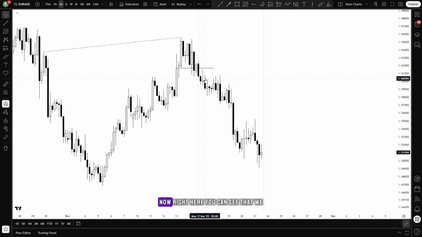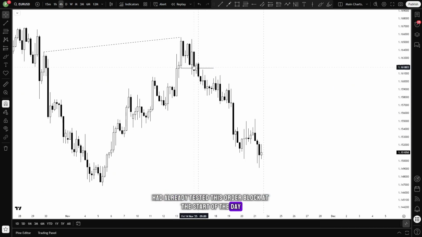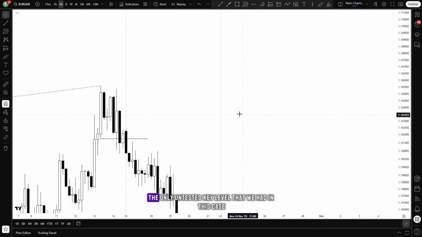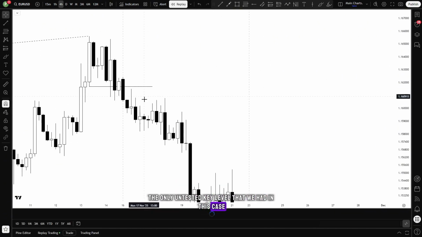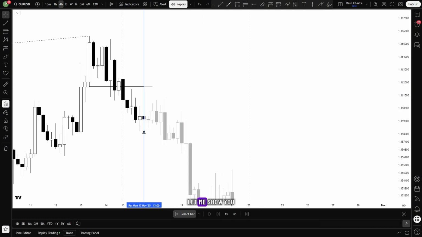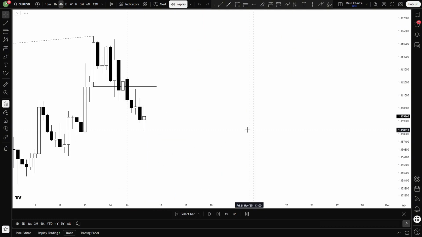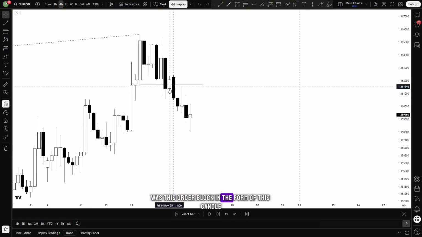Now, right here, you can see that we had already tested this order block at the start of the day, and within this expansion swing, within this dealing range, we didn't have any unfilled key level or unfilled fair value gap above, and the only unfilled key level that we had was this order block right here. The only untested key level that we had in this case, let me show you, was this order block in the form of this candle.